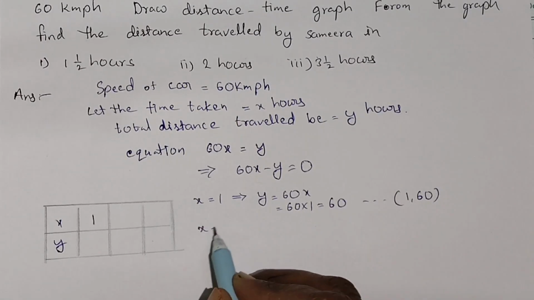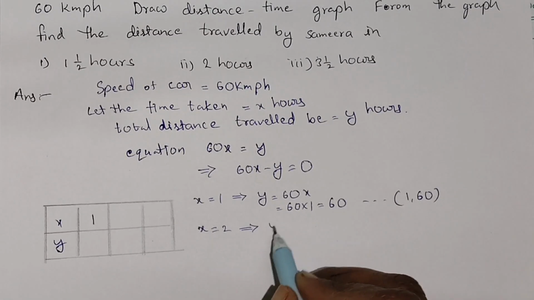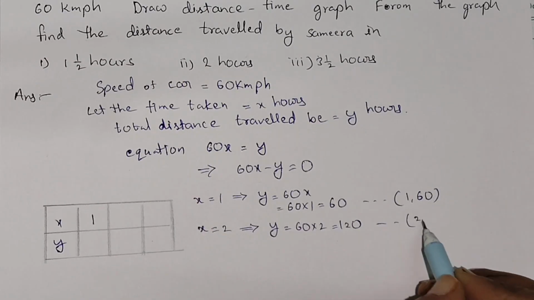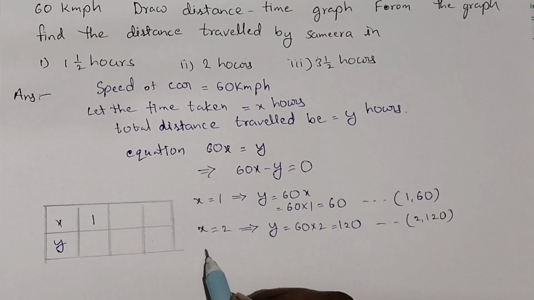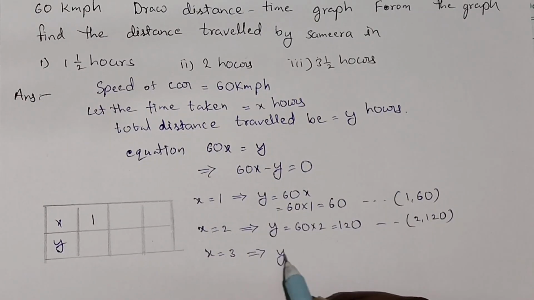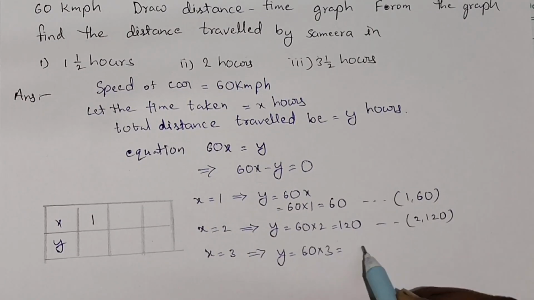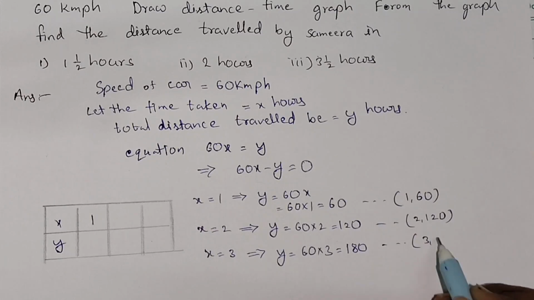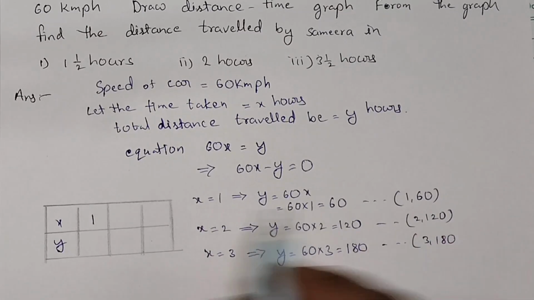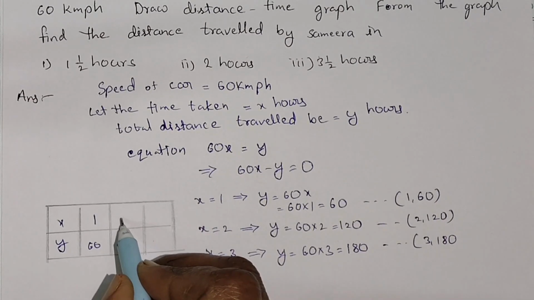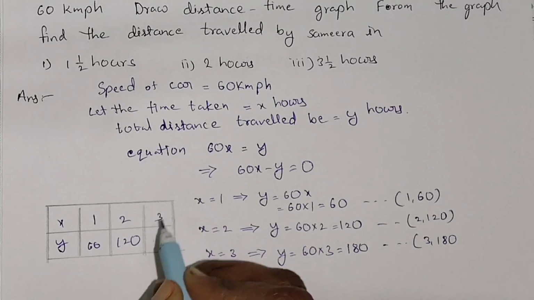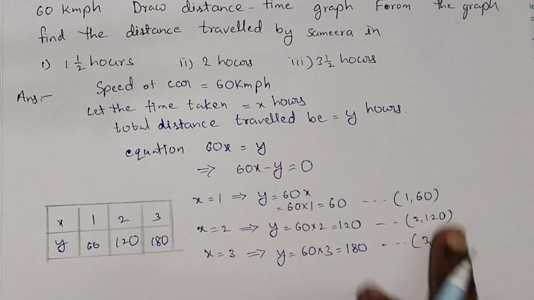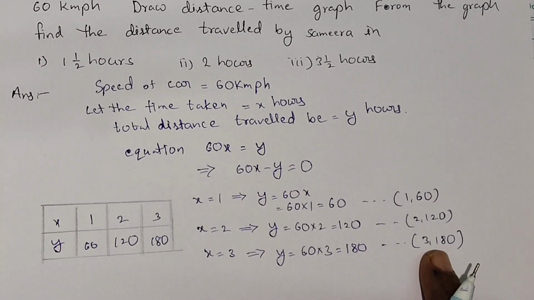Next, x equal to 2, y equal to 60 into 2, 120. Here point 2 comma 120. Next, x equal to 3, y equal to 60 into 3 equal to 180. So the point is 3 comma 180. So 1 comma 60, 2 comma 120, 3 comma 180. These three are the points. Now we use these 3 points and draw the line.